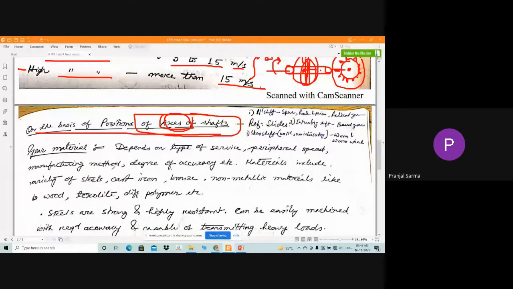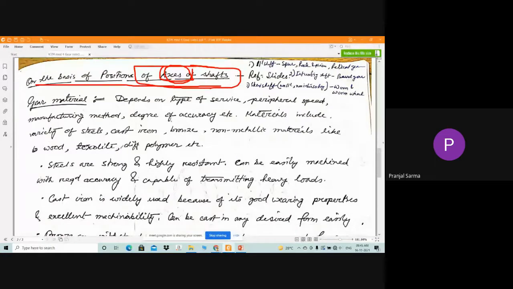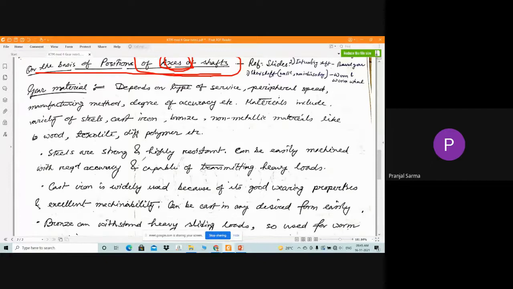Okay. So now prior to discussing in detail these different types of gears, let's consider the different gear materials which are generally used for manufacturing different gears. The selection of gear material depends on several factors, like the type of service, that means where you intend to use that particular gear, what is the peripheral speed of the drive required in that application area, what are the different manufacturing methods available for manufacturing that gear, and the degree of accuracy you intend to get out of that gear.